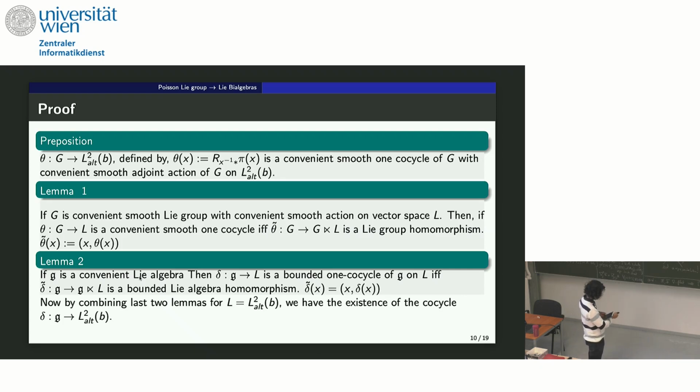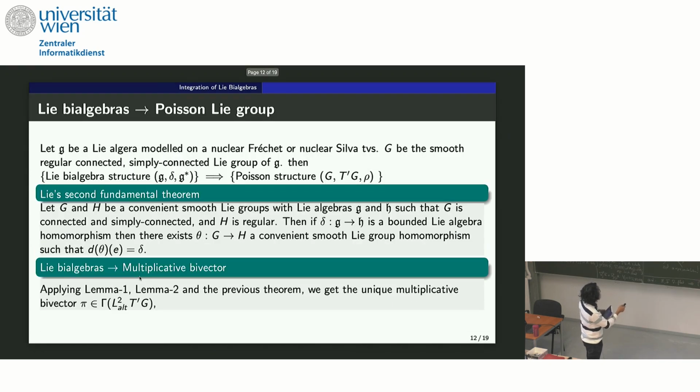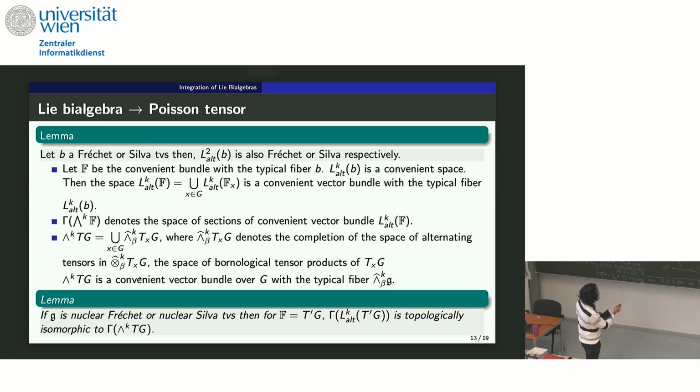Okay, and for that, what we can show is that if the modeling space is Fréchet nuclear or Silva nuclear, then the sections of this vector bundle, where each fiber is alternating k-linear maps from the cotangent space at that point, are actually topologically isomorphic to the sections of the wedge product of TG. This wedge product is just the skew-symmetric part of the projective tensor products.